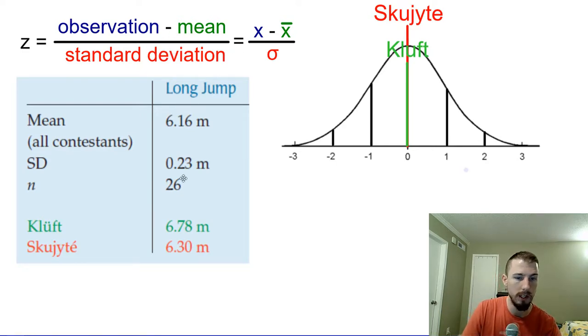So we're going to take our observation for Kluft, which is 6.78. We're going to subtract the mean from that, which the mean for all contestants was 6.16, and then we're going to divide it by the standard deviation, which was for all 26, which was 0.23.